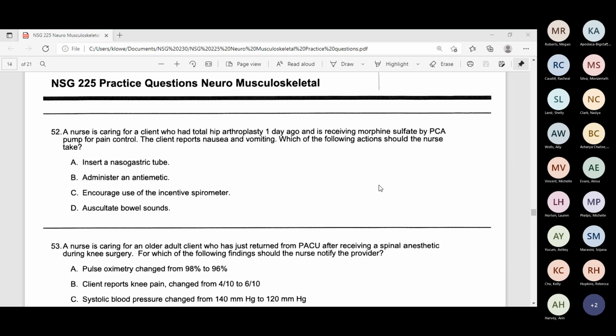Are we going to assess before we do an intervention? Bowel sounds. Yeah, bowel sounds. Right. We want to see what could be causing it. And one of the things with a narcotic, morphine, is that it slows down everything, including the bowels. If they're nauseous, we want to also assess to see if there are bowel sounds present. So we're going to continue to assess.